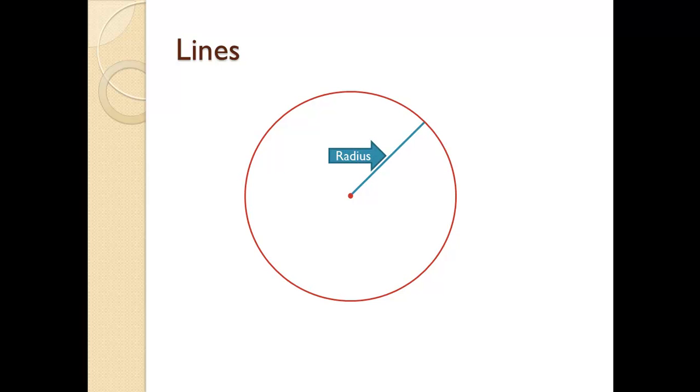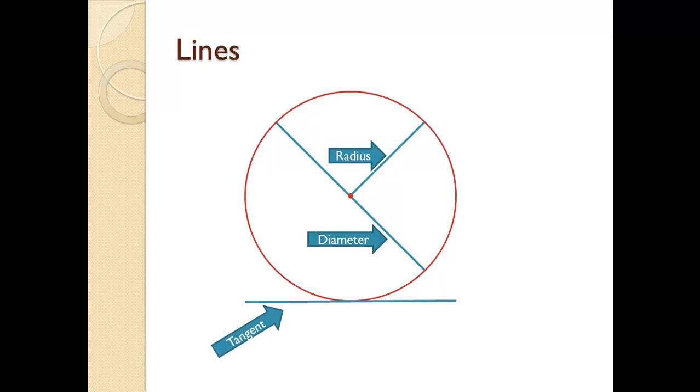A straight line that goes from the outside of the circle through the center to the other side of the circle, that is called a diameter. A diameter is always going to be equal to twice the radius. A radius is always going to be equal to half of a diameter. A straight line that makes contact with the circumference of the circle at only one point, we call that a tangent.